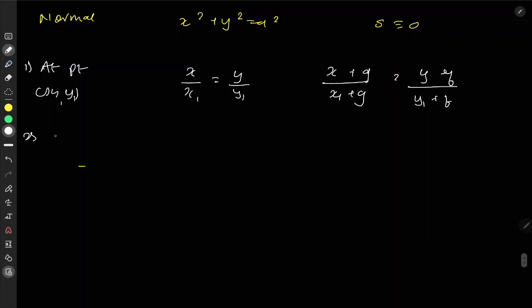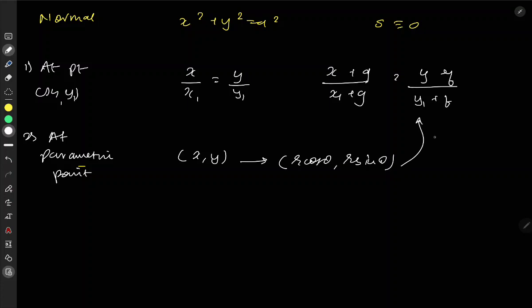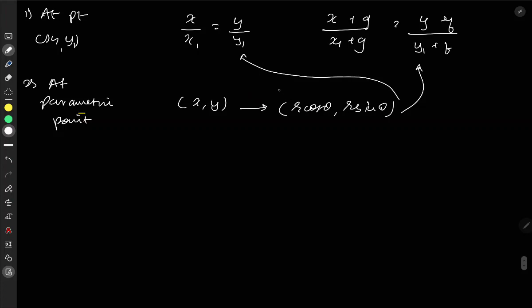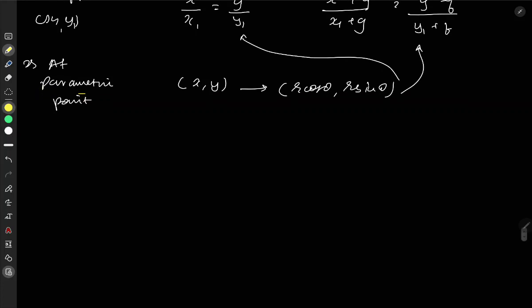At the second, the parametric point, we would substitute x by r cos theta and y by r sin theta in the above equations. We won't be wasting time again, just substitute x and y by r cos theta and r sin theta and you will get the equations. So that's it for the normals and the equations. Let us go and understand two circles.